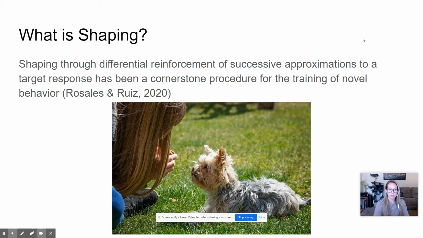So just a description of shaping. Shaping, according to Rosales and Ruiz 2020, is the use of differential reinforcement of successive approximations to a target response. It's been a cornerstone procedure for the training of novel behavior, especially in animals. Skinner describes shaping as a process by which new behavior is formed through trial and error.